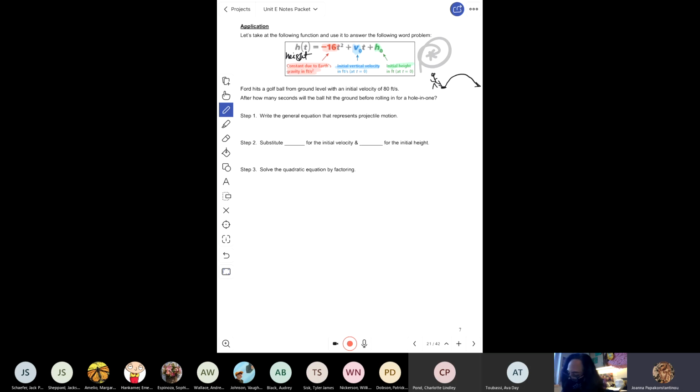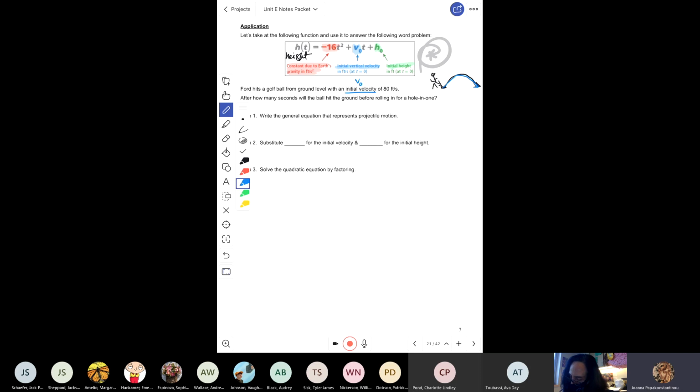The initial velocity. So what have I given you? What does that mean in the equation? What is that? That's V naught, right? V naught is 80 feet per second. So guess what I have to do? I just write the equation of this little projectile motion, substituting in the initial velocity.